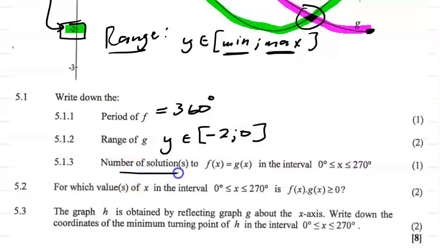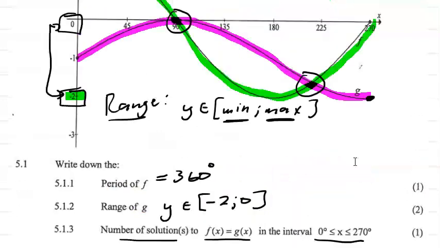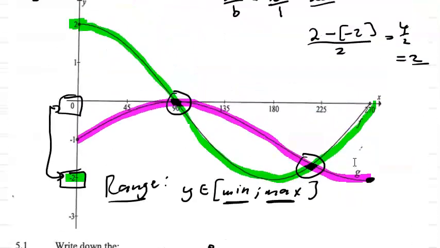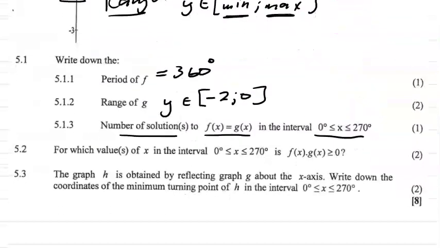The number of solutions to f of x equals g of x in the interval from 0 to 270. Number of solutions means how many times do they intersect each other? That will be 1, 2 times they intersect each other. So the answer there will be 2.